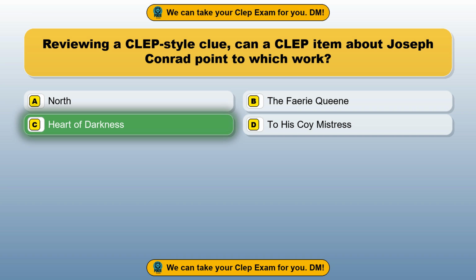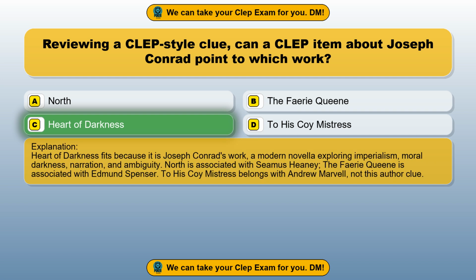Heart of Darkness. Heart of Darkness fits because it is Joseph Conrad's work, a modern novella exploring imperialism, moral darkness, narration, and ambiguity. North is associated with Seamus Heaney, The Fairy Queen is associated with Edmund Spenser. To His Coy Mistress belongs with Andrew Marvell, not this author clue.